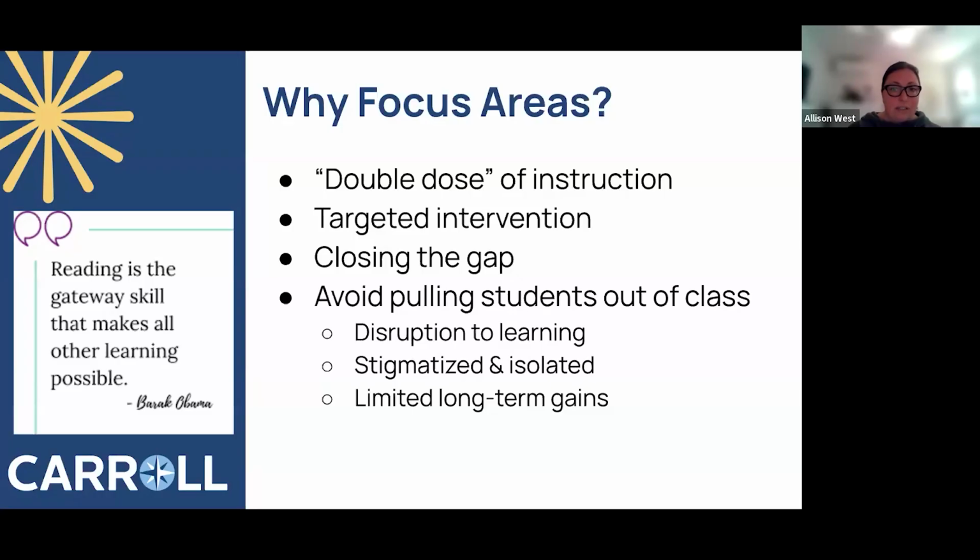Many of our students tell us about how in their previous environments, they may have been pulled out from another block to receive an intervention like this. And we know it disrupts learning in other areas. It leaves students feeling stigmatized and isolated. And it ultimately limits long-term goals. And so our model of focus areas really prevents all of that from happening.